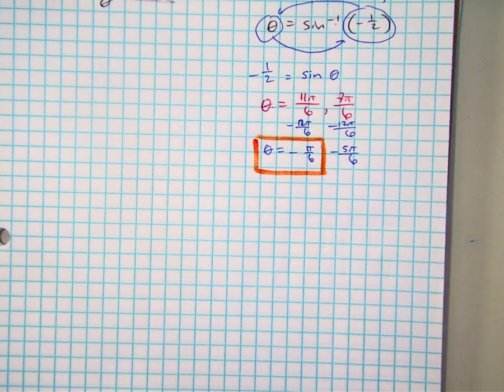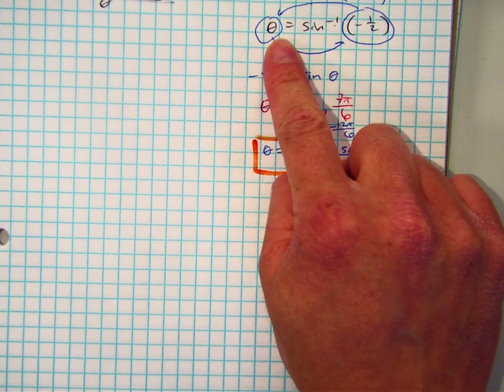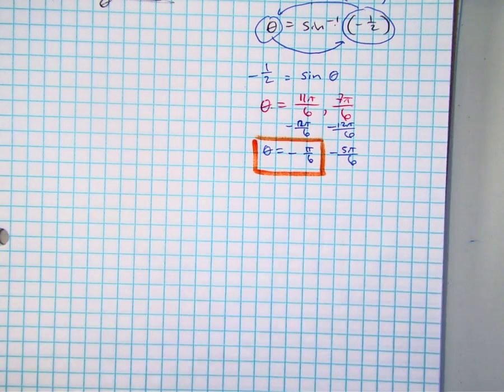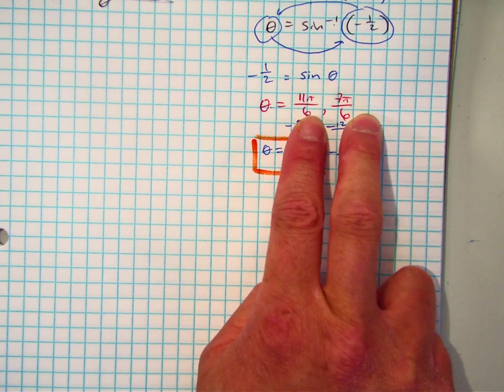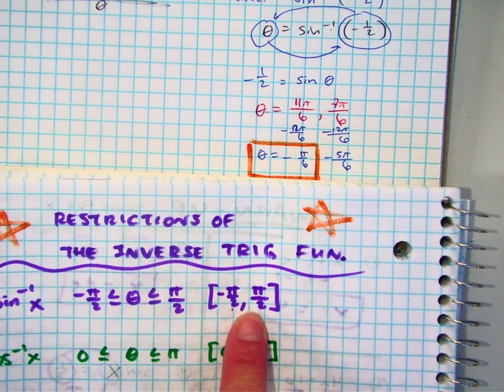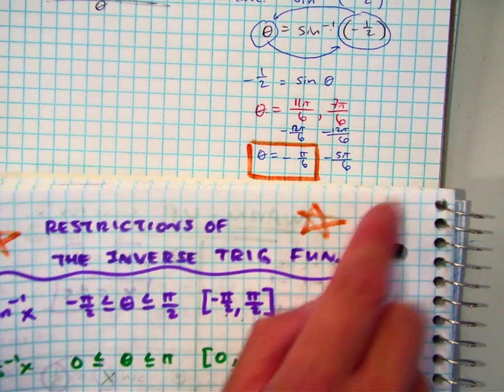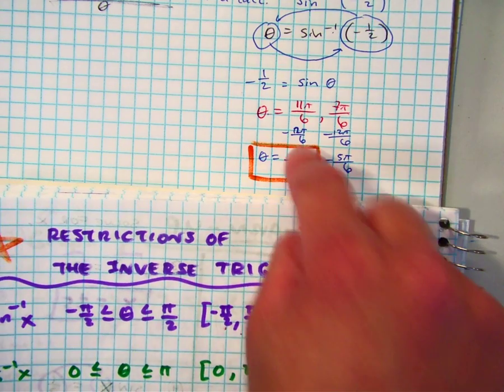So let's review. Set it equal to something, make it an equation, switch them, take off the inverse sign, think about it. Are those between my new restricted domain? If it's not, use coterminal angles. I rejected this one because it's not in here. This one is.